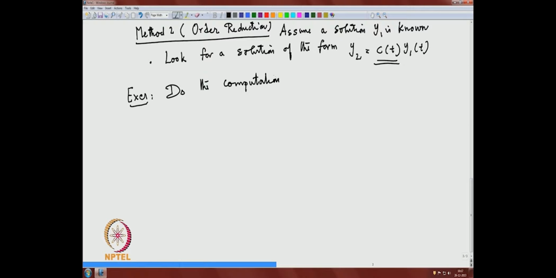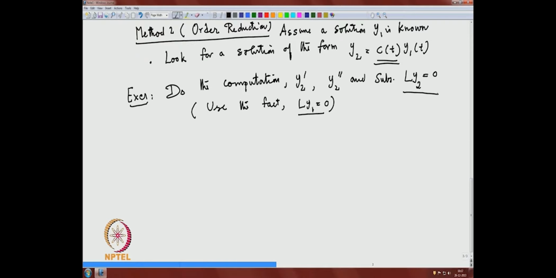What computation do you have to do? Find y2 prime and y2 double prime, and substitute in the equation L. You want L y2 to be a solution to your equation. You also use the fact that L y1 equal to 0, because y1 is already given to be a solution to your homogeneous equation. So, use L y1 equal to 0, and then you want y2 to be a solution, so use L y2 equal to 0.